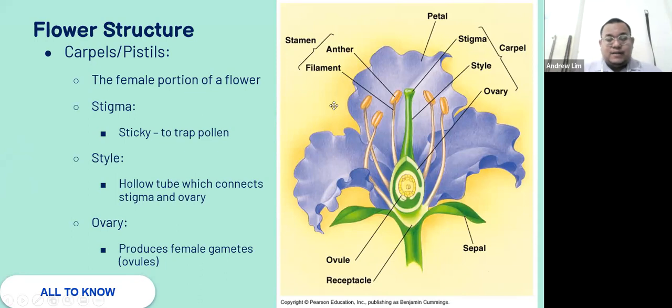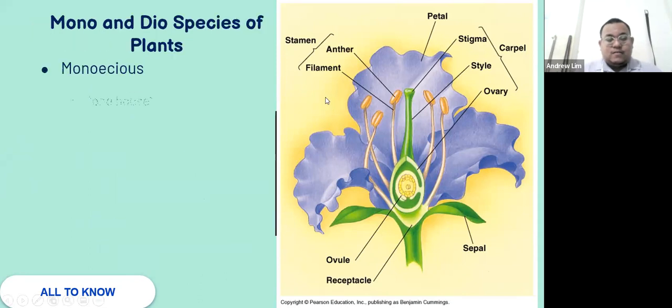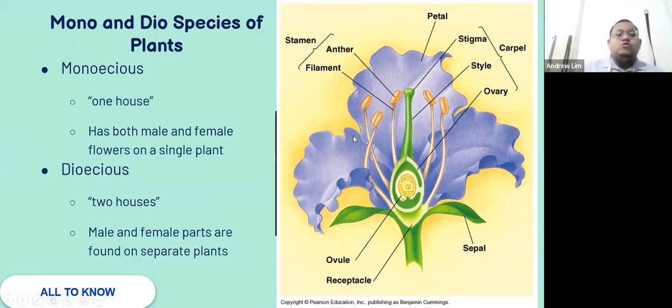Okay, next slide, please. So there are two different types of flowering plants. One is one house. That means in a single plant, there is male and female flower together. So there's no need for insects.